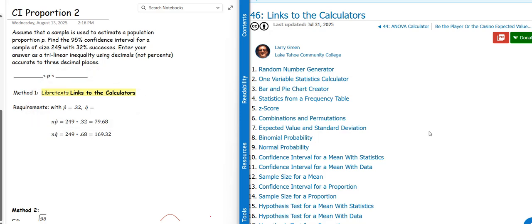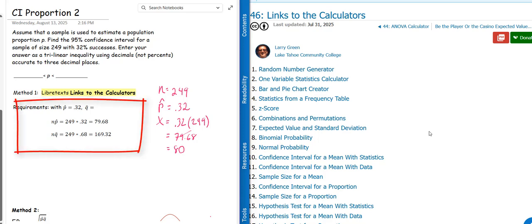Before we do that, let's just write down what we know here. Our sample size N is 249. Our P hat is the probability of success, that's 0.32. X is the number of successes, that's 32% times 249, or 0.32 times 249, and that's 79.68. However, since X is the number of successes, that needs to be an integer value, so we're going to take X to be 80.